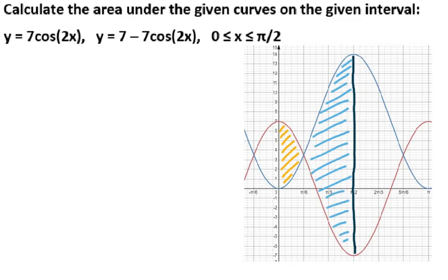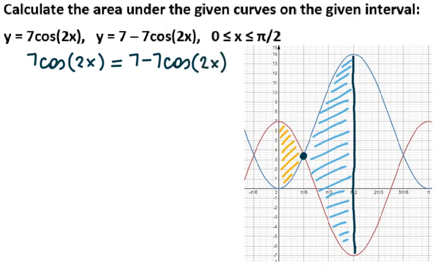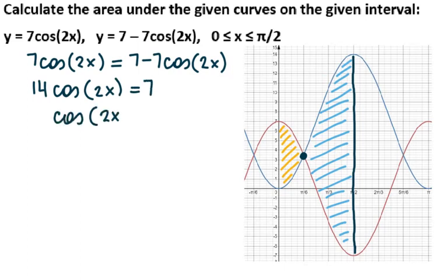To do these calculations, I need to find the point where they intersect. So to find the point, I have to set these two functions equal to each other. So I will have 7 cosine 2x equal to 7 minus 7 cosine of 2x. Move them to one side, and we'll have 14 cosine 2x equal to 7. And then we will have cosine 2x equal to 1/2.